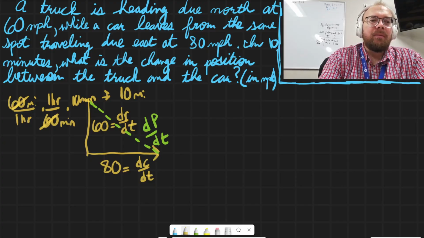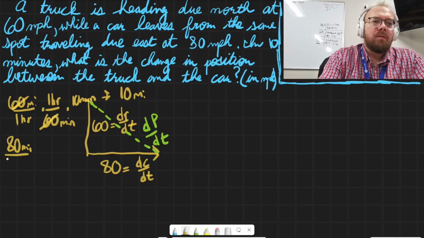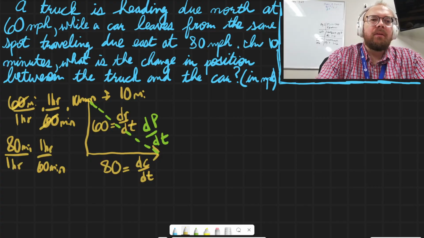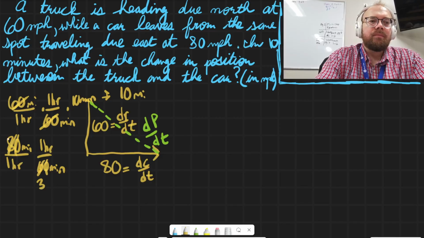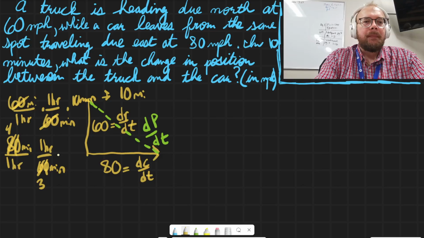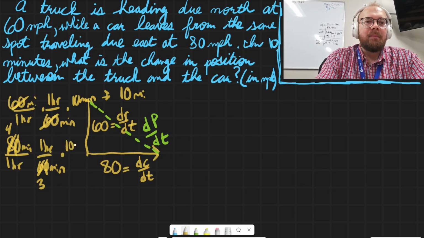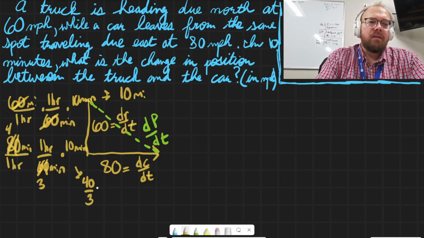Okay, then we do the same thing for the other one. So that's going to be 80 miles per hour, 1 hour is 60 minutes. This time it won't cancel out completely and make 1, but it will simplify quite a bit still. The zeros cancel, and then 8 and 6 both divide by 2. So we have 4/3, and then we multiply that by 10 minutes. This one's not going to be as nice of a number. So that's going to end up being 40/3 miles.